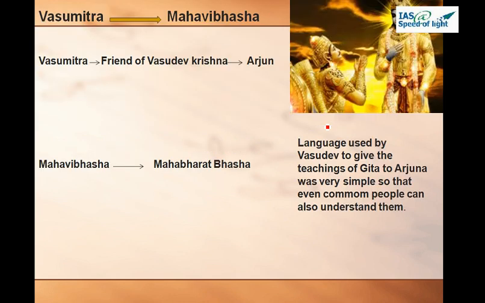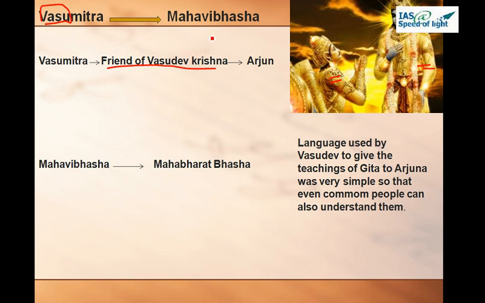Vasu Mitra wrote Mahavibhasha. So Vasu Mitra: Vasu is Lord Krishna, Vasudev, okay? Mitra means friend. So who was the friend of Vasudev Krishna? It was Arjun. He is Arjun, he is Vasudev Shri Krishna.